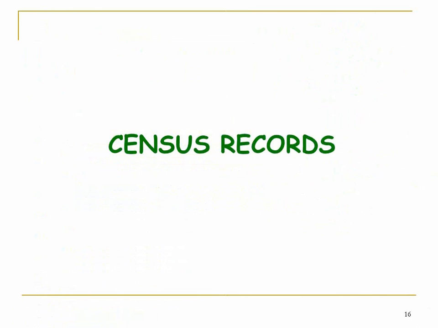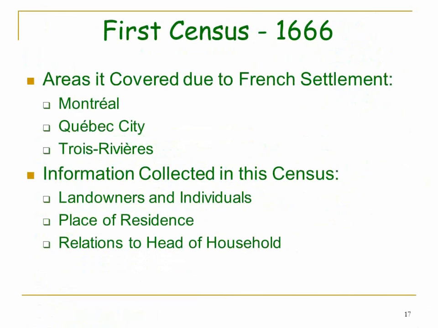Slipping into census records is a very interesting thing. The very first census was taken in 1666, and this area covered was the French settlement of Montreal, Quebec City, and Trois-Rivières. And it collected the information about the landowners and the individuals, where they were living, and the head of household. And the reason that they did this was to find out what they had on their residences, whether they had any ammunition, livestock.